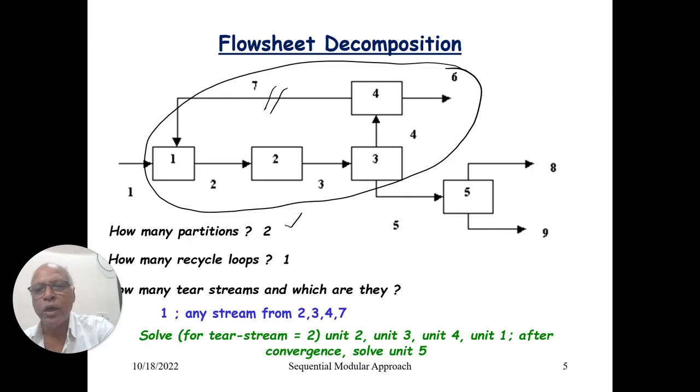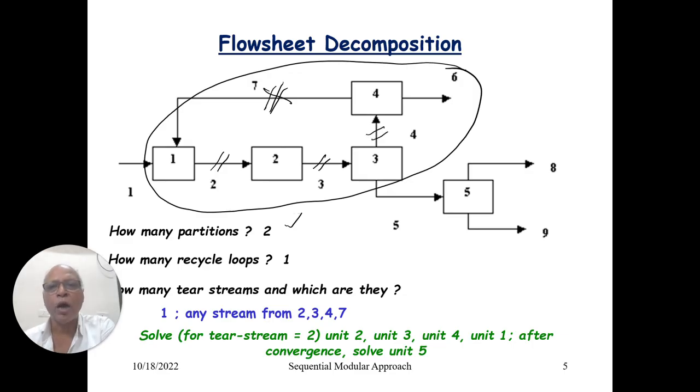For example, is there a possibility for me to tear stream 2 instead of 7? If you tear 2, I will be able to solve unit 2 because its input is known to me, to calculate 3, then solve unit 3, solve unit 4, solve unit 1. By that time you know already 7. Now once you are able to solve unit 1, you will be able to get an update for this stream 2. So check for convergence, otherwise repeat this process. In the same way, you can convince yourself that there is a possibility of taking 3 as the tear stream or even 4 as the tear stream.